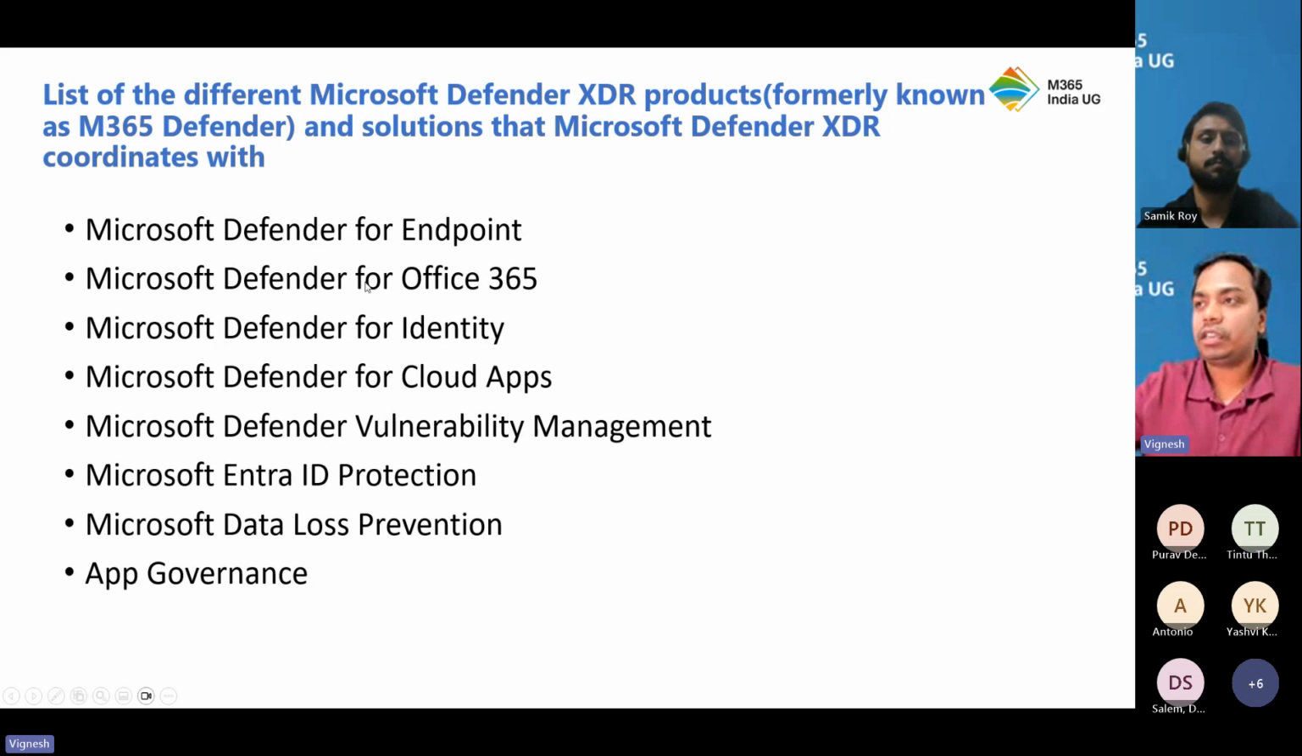So the first four products that you're seeing are the four core products in this suite: Microsoft Defender for Endpoint, Microsoft Defender for Office 365, Microsoft Defender for Identity, and Microsoft Defender for Cloud Apps. These are the four core products inside the Microsoft Defender XDR product suite.